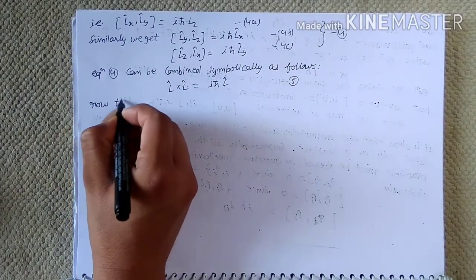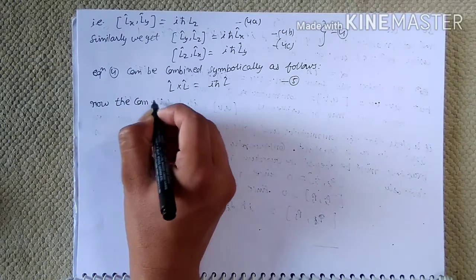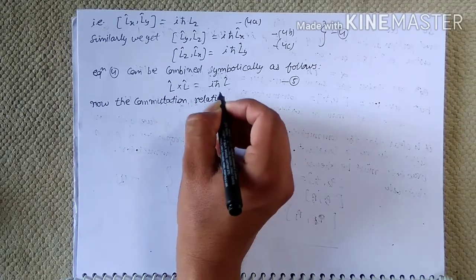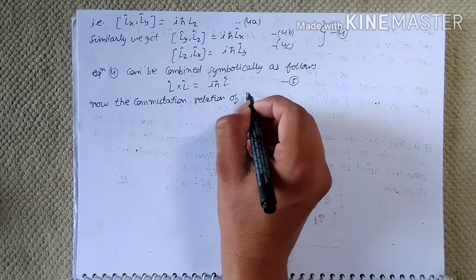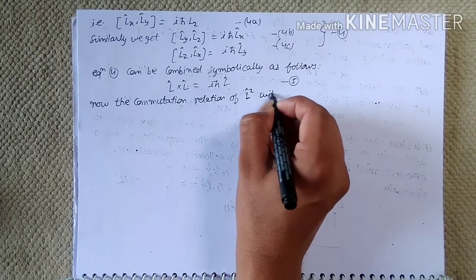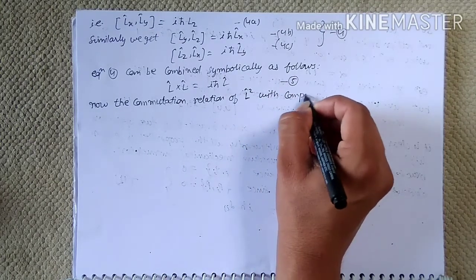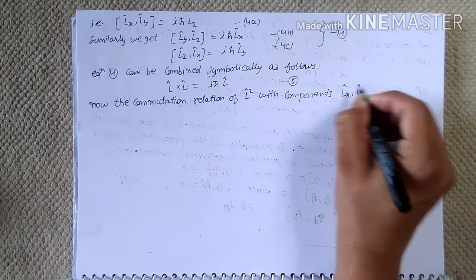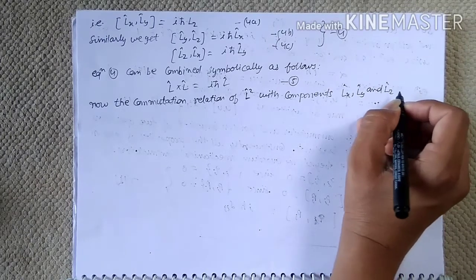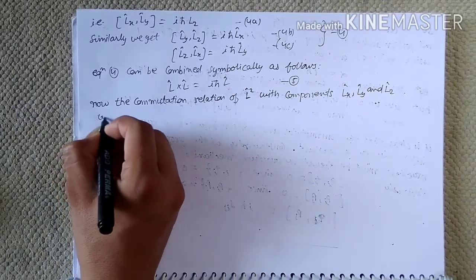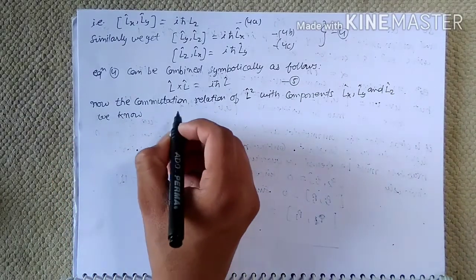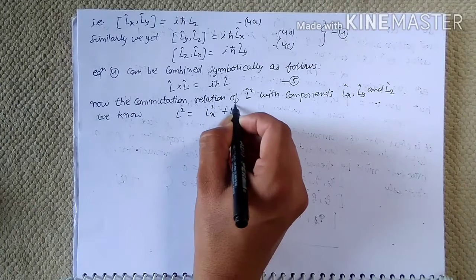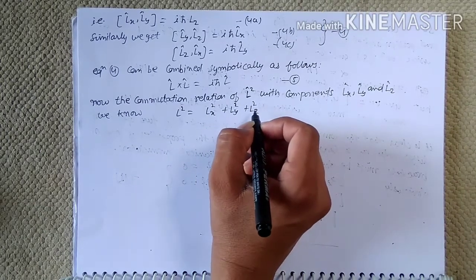Now the commutation relation of L square with components Lx, Ly and Lz. We know L square is equal to Lx square plus Ly square plus Lz square.